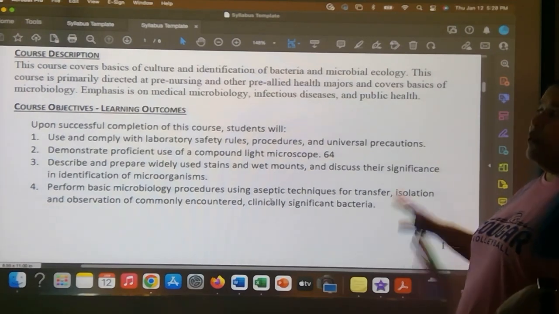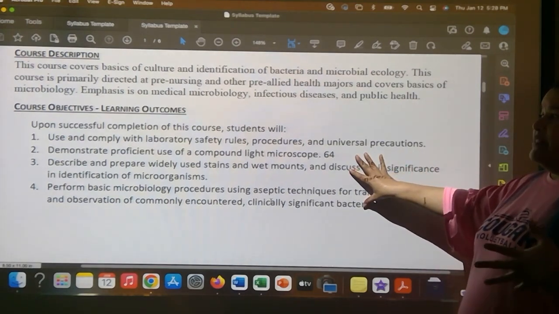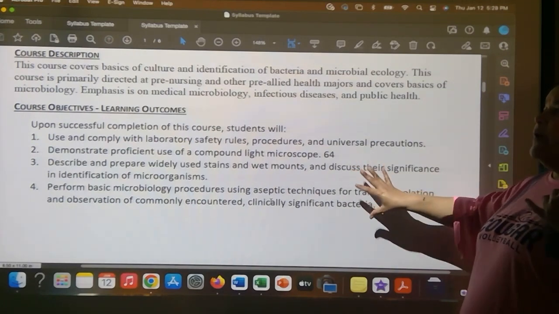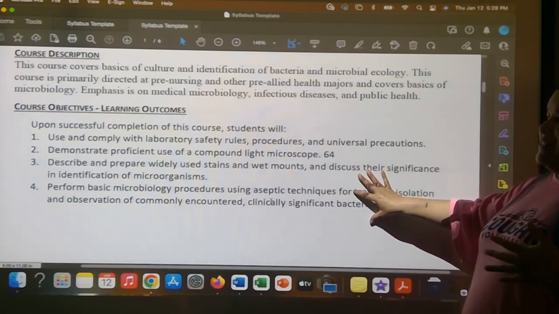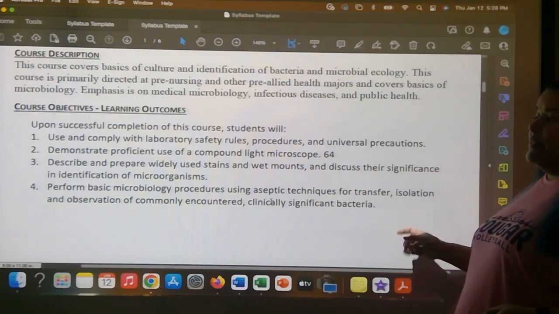Once you have finished this course, you should be able to use and comply with laboratory safety rules, procedures, and universal precautions. Demonstrate proficient use of a compound light microscope. Describe and prepare widely used stains and wet mounts and discuss their significance in identification of microorganisms.